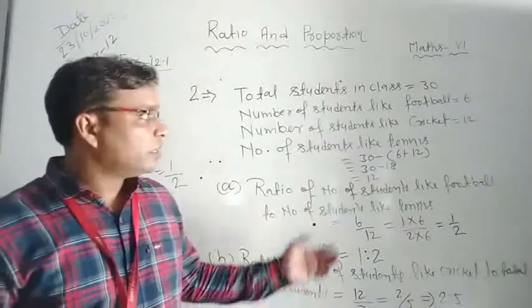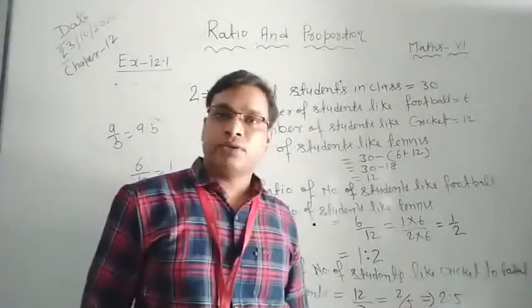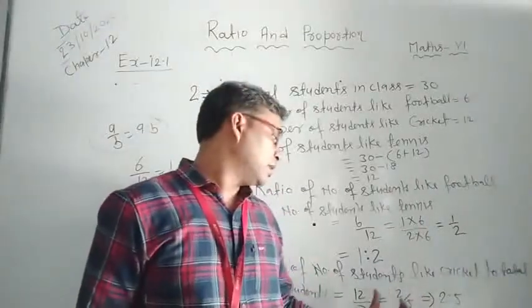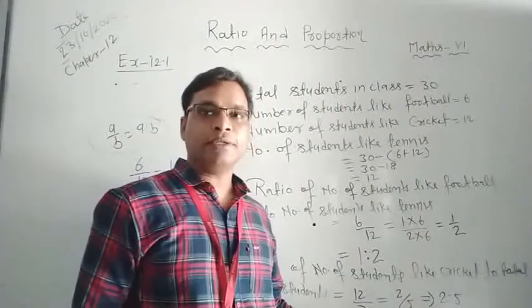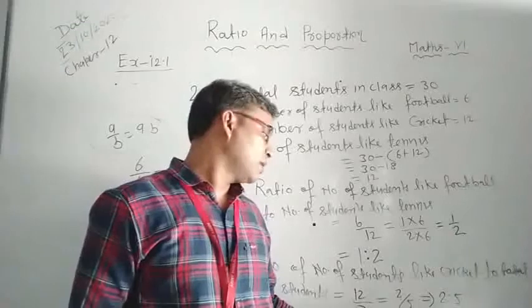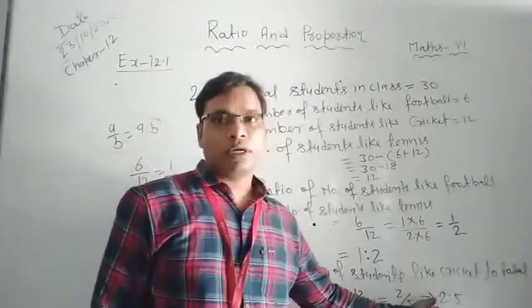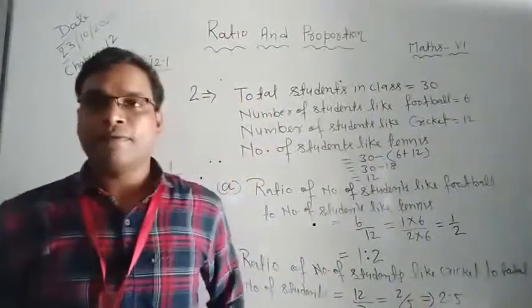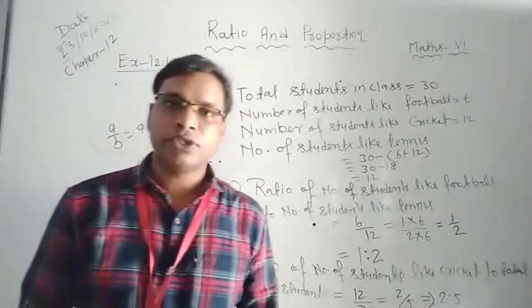Here it is given that the number of students who like cricket is 12 and the total number of students in the class is 30. So here we write 12 by 30. Clear? If you cancel this by 6, then you obtain 2 by 5, and this is the required ratio, 2:5. Is this clear? I hope all of you understood these questions.